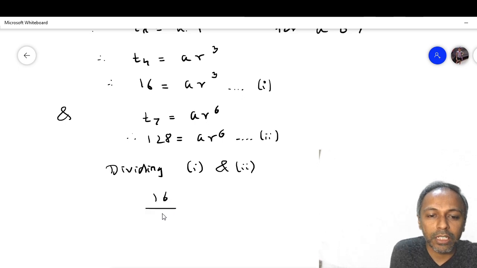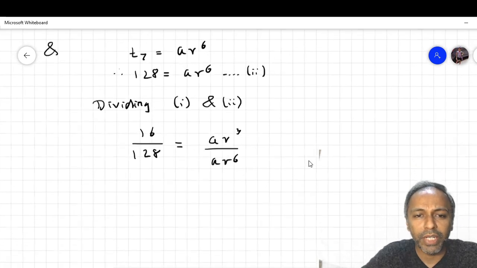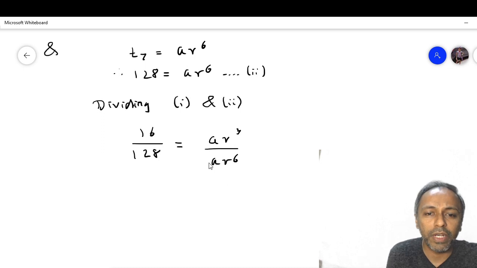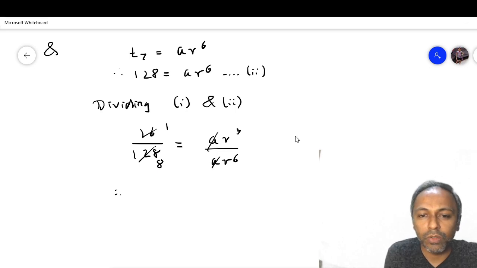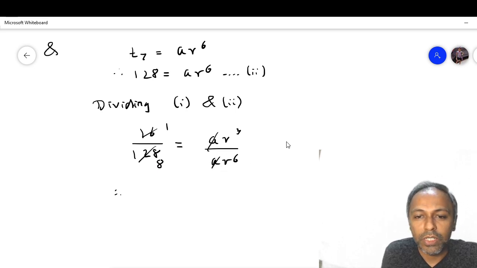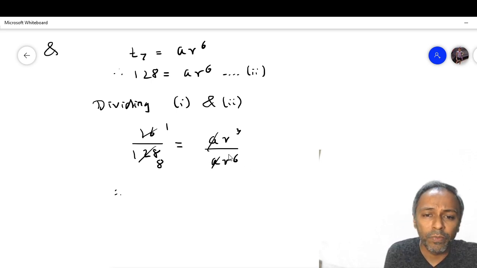We will get 16 upon 128 is equal to AR raised to 3 upon AR raised to 6. We could have done the division vice versa also. Higher power of R would have remained up. That's okay. 16 ones are 16, eights are 128. A is non-zero, otherwise 0 upon 0 is non-cancellable. We will assume the first term is never 0.